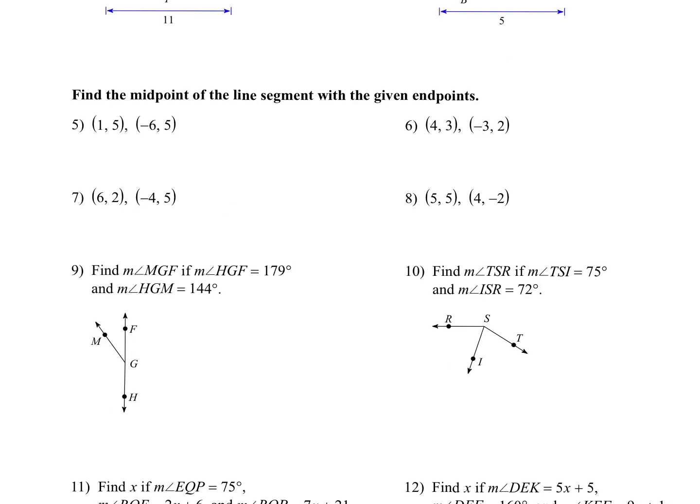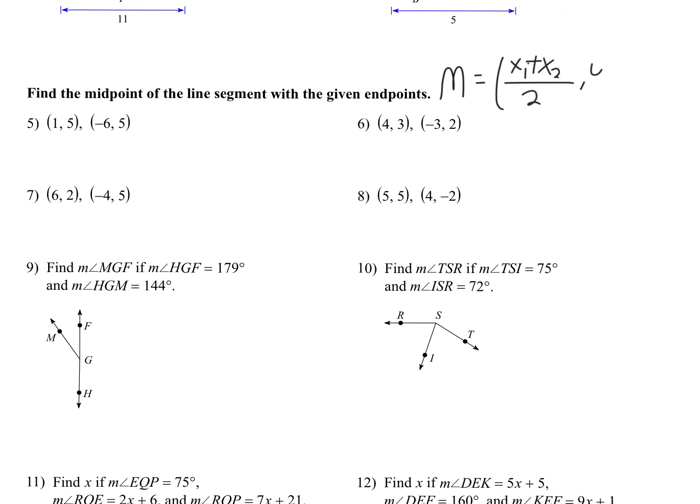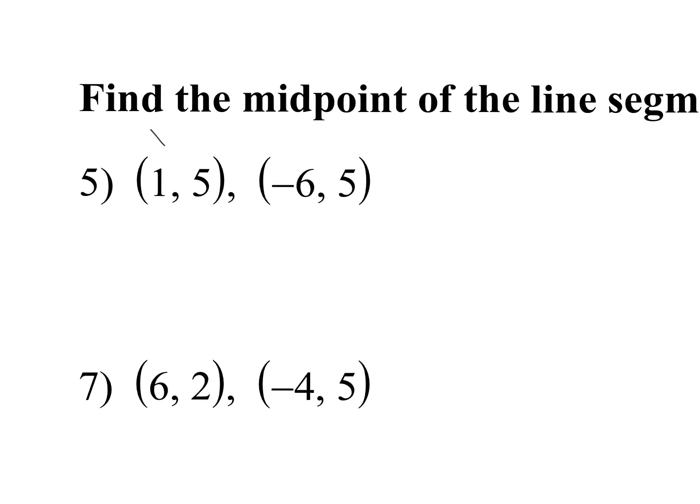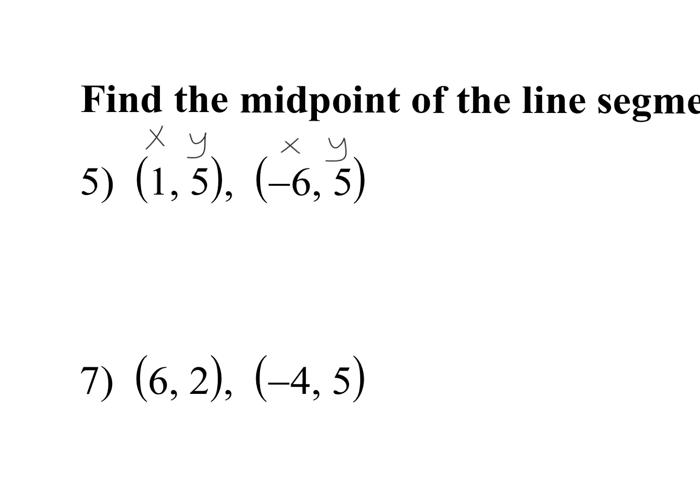Feeling good. Midpoint. We have a formula for midpoint. Everyone write it down: x1 plus x2 divided by 2, and y1 plus y2 divided by 2. And number 5, remember, plot your points. So we have x, y, x, y. Label them out so you know.